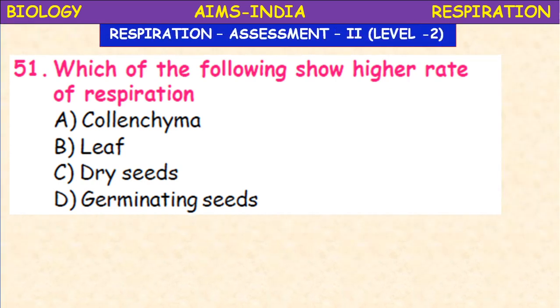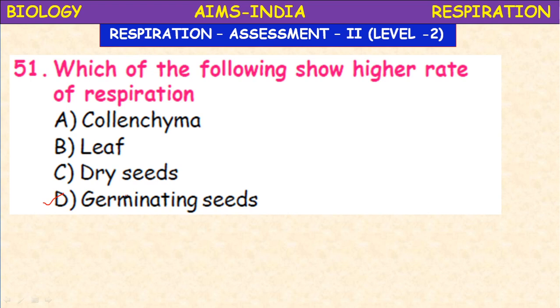Which of the following show higher rate of respiration? Collenchyma, leaf, dry cells, germinating seeds. Respiration is a biochemical process which involves the participation of enzymes. Okay, so here the germinating seeds, in which the enzymes are very active.